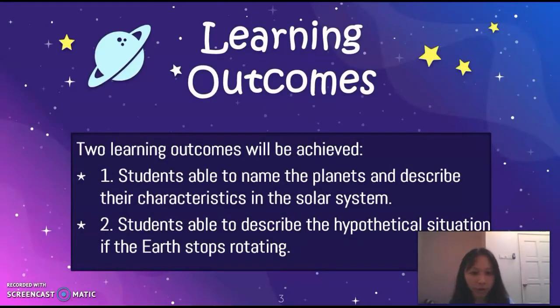After the lesson plan of this module, 2 learning outcomes will be achieved. The first is that students are able to name the planets and describe their characteristics in the solar system. The second is that students are able to describe the hypothetical situation if the Earth stops rotating.